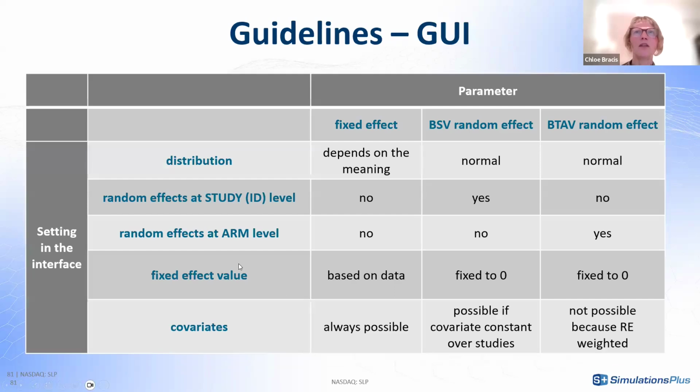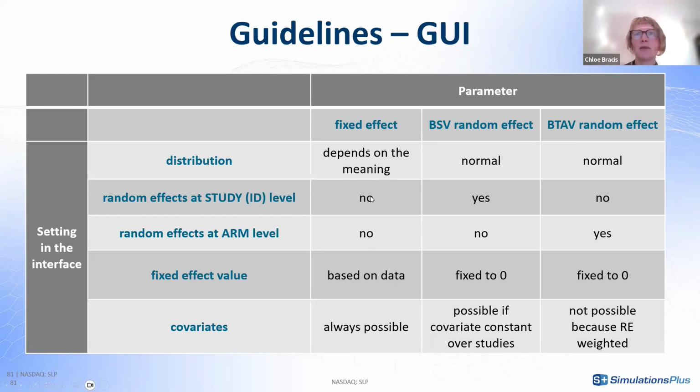And then finally, in the GUI, we want to be able to set up our model. For our parameter, we have it decomposed into these three parts: the fixed effects, and then the random effects due to the between study and between treatment arm variation. For the distribution of the fixed effect, that just depends on our parameter. It could be normal, log normal, logit, depending on what that parameter represents in our model. But for the two random effects, we want to use normal.